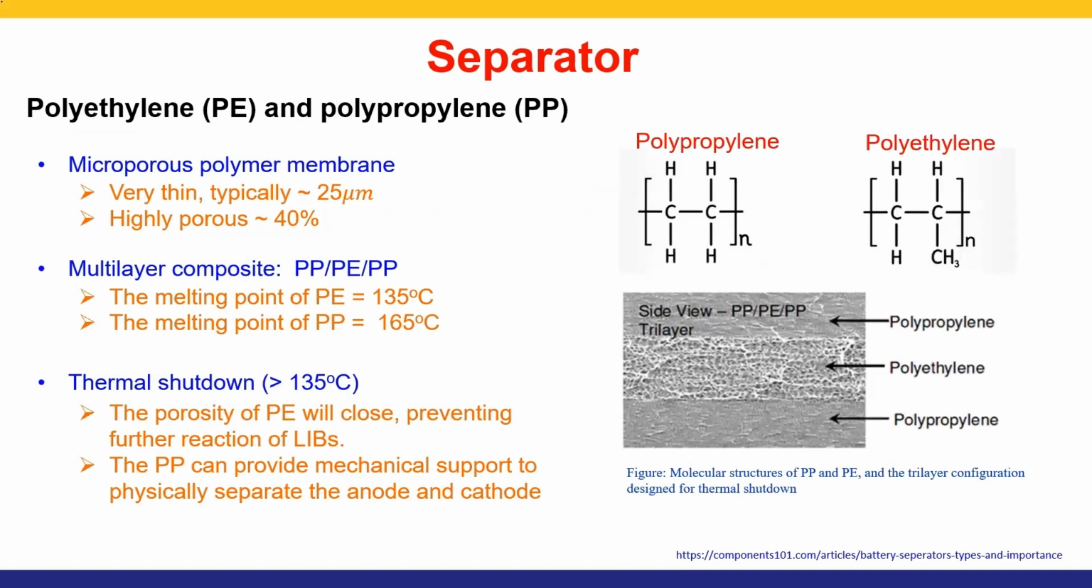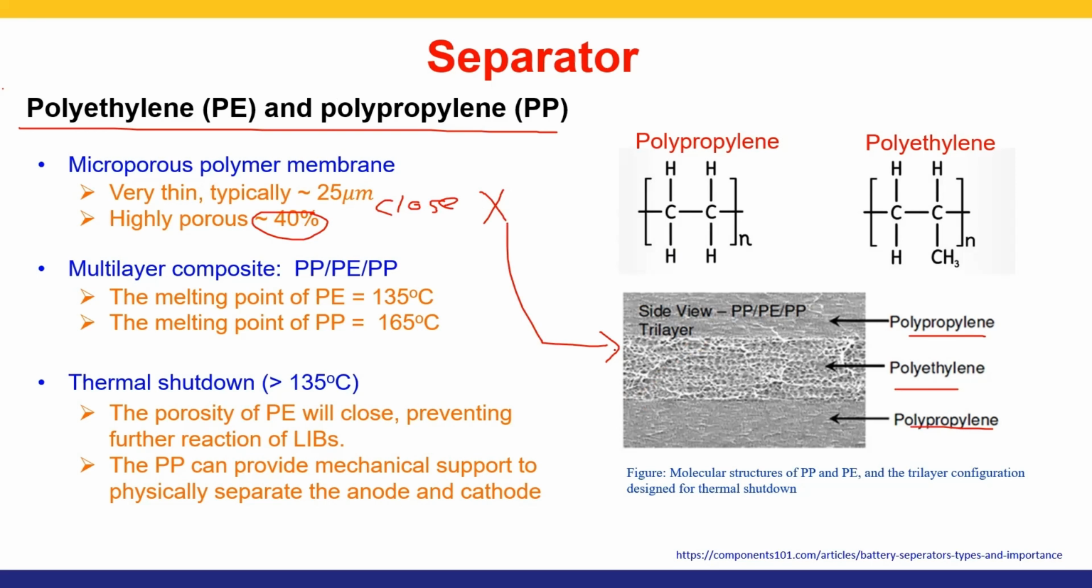Now, let's take a look at a separator made of PE and PP. A separator is a microporous polymer membrane, which is typically 25 micrometers thick with a porosity of about 40%. A separator should not be too thin, otherwise it will lose mechanical support. A separator should not be too porous, otherwise it is not able to thermally shut down when there is a thermal runaway. So in this figure, we see a multi-layer composite made of PP, PE, and PP.